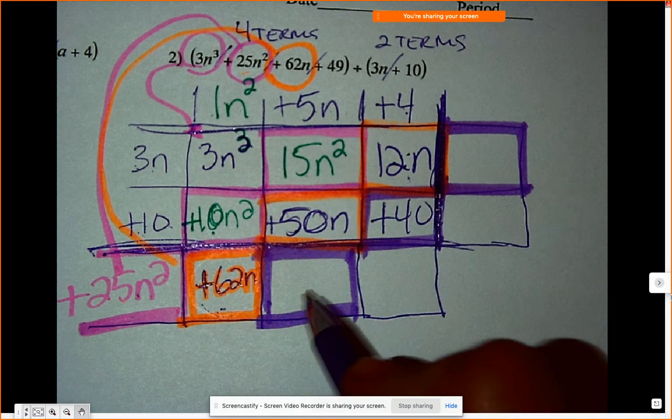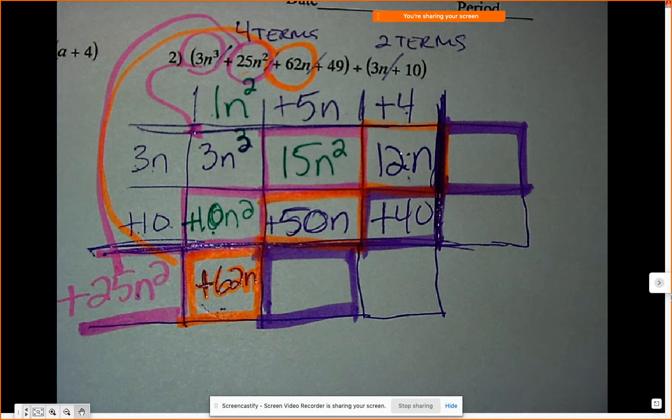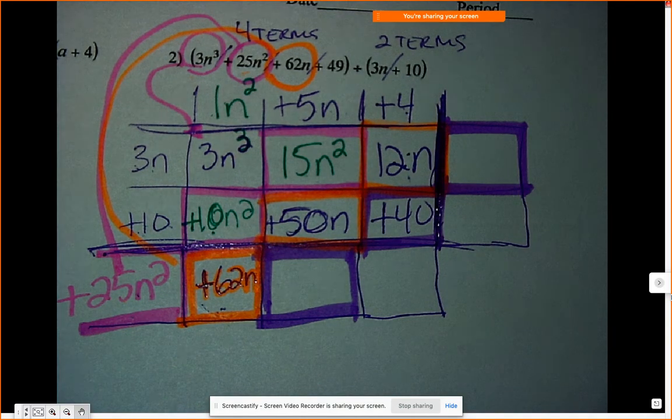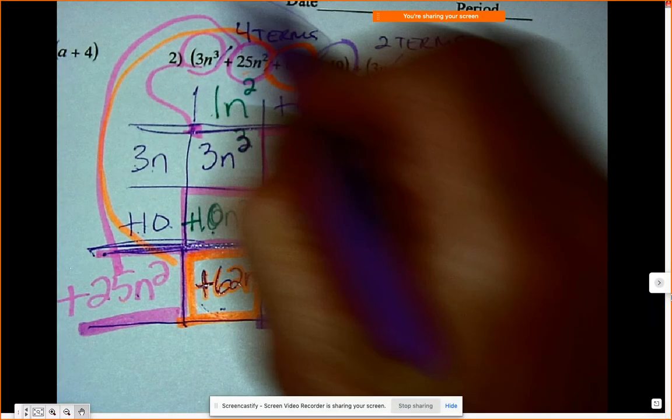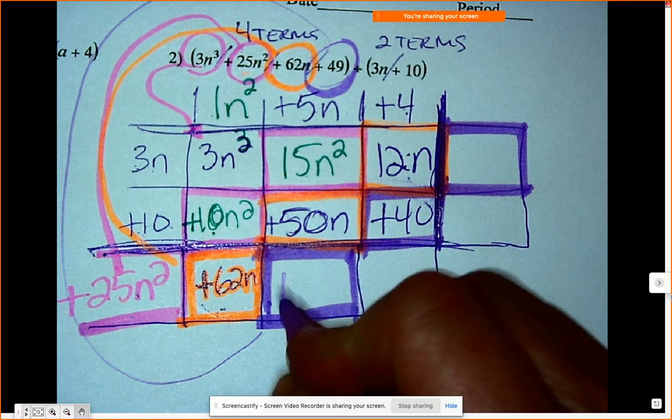What number do you think's coming down here, guys? Follow the pattern. How did we get the other numbers? 49 goes down there. I agree. 49. Let me get my highlighter and get number 49 to come on down. Come on down, baby. Positive 49.